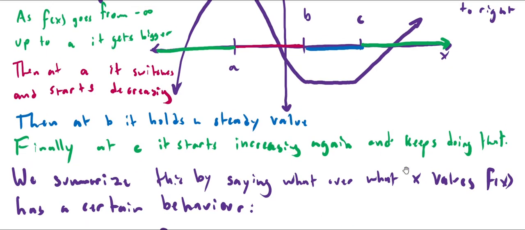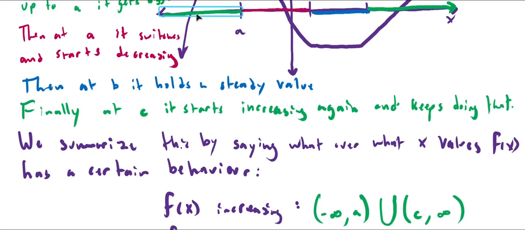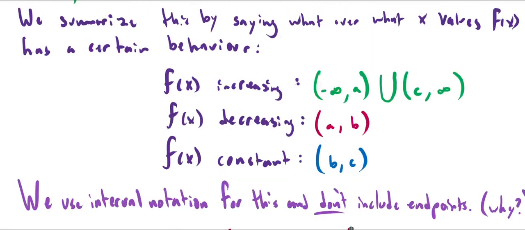What we can do is we can break down that behavior in the following way. That f of x is increasing on the interval from negative infinity up to a and from c to infinity. It's decreasing from a to b, and it's constant from b to c. Here, these are not coordinates. They are intervals representing these intervals on the x-axis. Notice that we didn't include the endpoints.